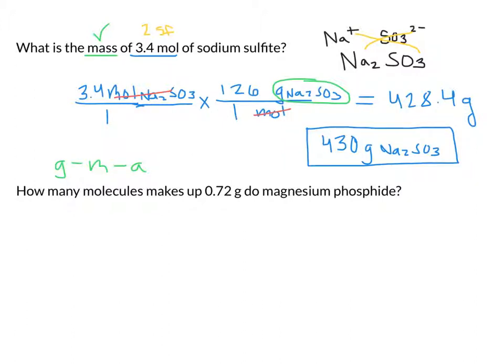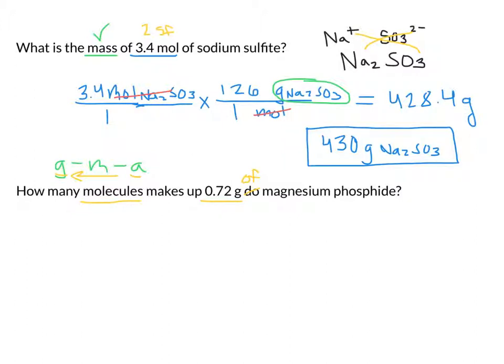So continuing forward, this question is asking us how many molecules, so we're going to have to go to atoms, makes up 0.72 grams. I'm assuming this word should say of. I must have had a little typo there. I apologize for that. Magnesium phosphide. So we are going molecules to grams. So we do have to take that mole step in between. We have to go all the way through.